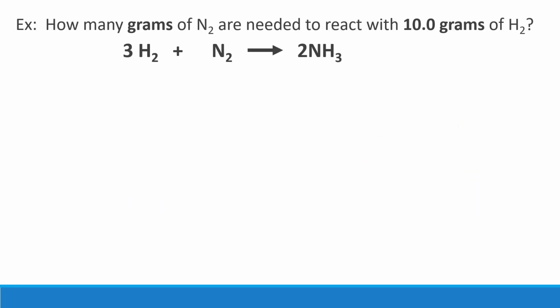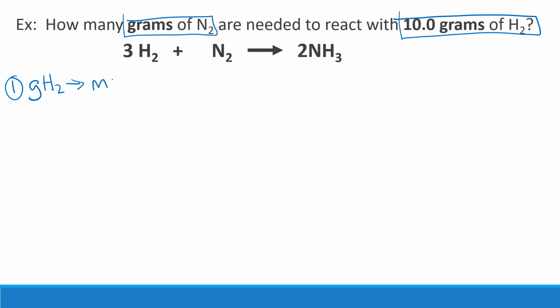So let's see if we can do this problem where this time we are starting with grams of hydrogen and we want to go to grams of nitrogen. So similar to what we did last time, but first we're going to have to convert our grams to moles before we can use the mole ratio. And then once we get our moles of our wanted, we'll convert that to grams. So our step 1 is to go from grams of hydrogen to moles of hydrogen. And we've done this a lot.